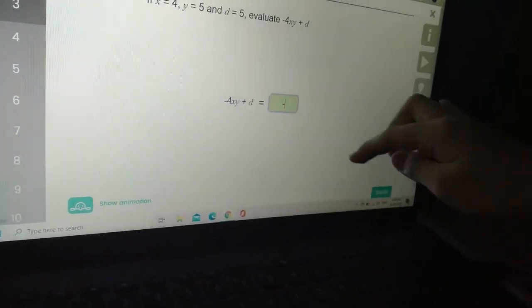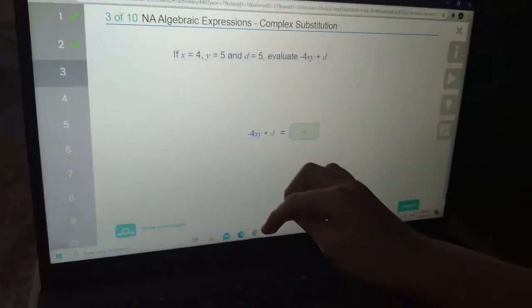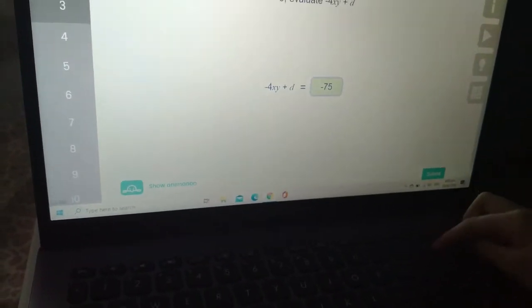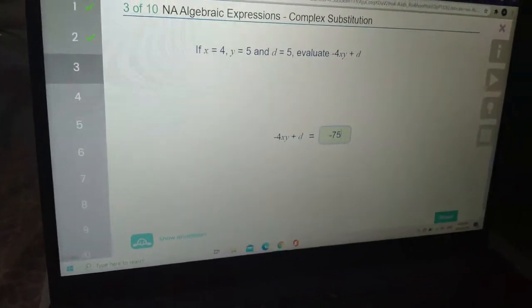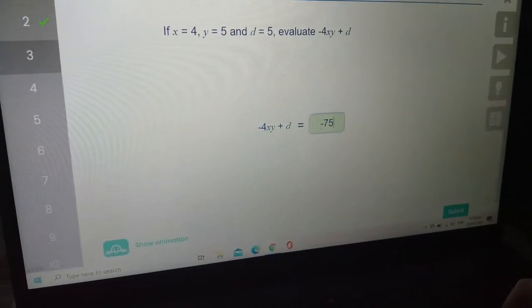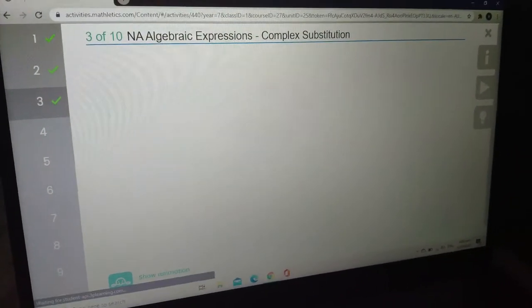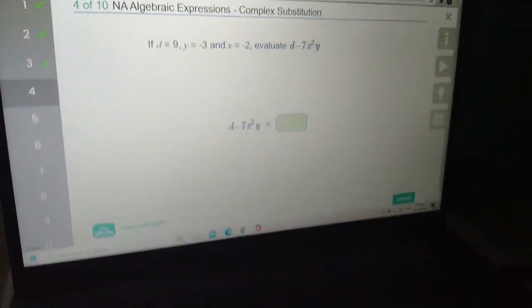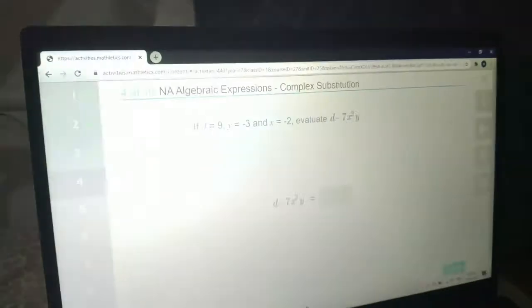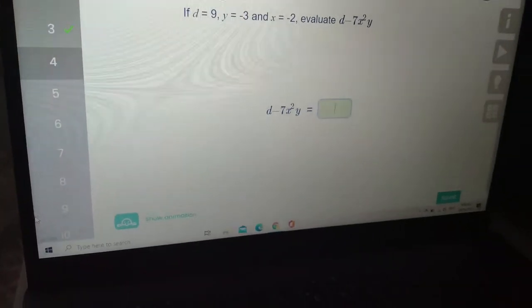You box it. You can also circle it if you like. It's your choice if there's no teacher to say otherwise. Negative 75. I did this. I'm correct. I'm a great brain calculator.